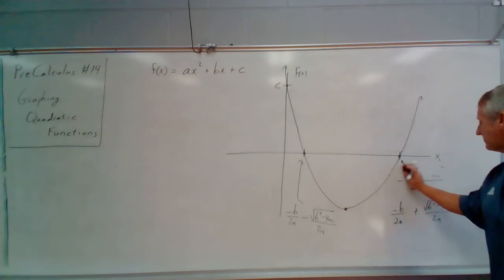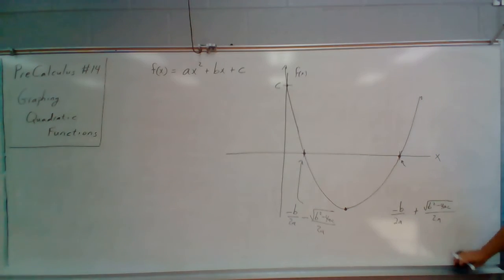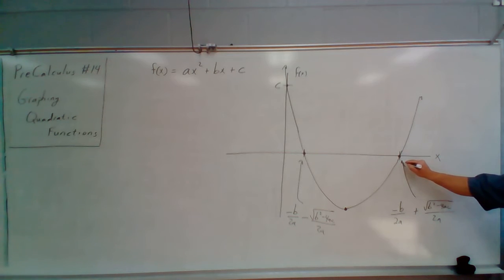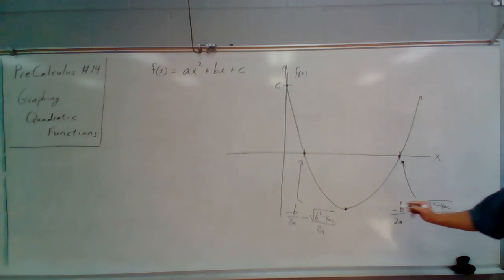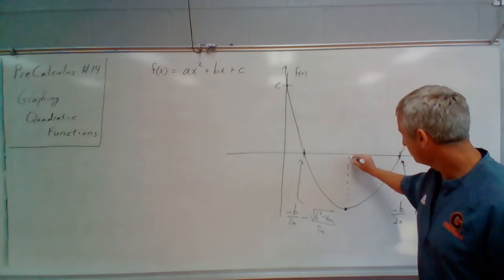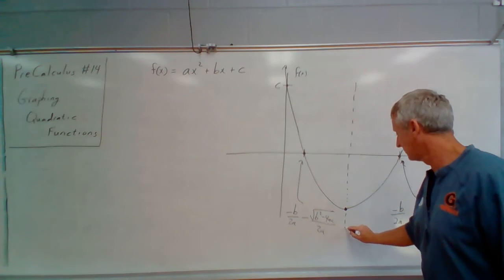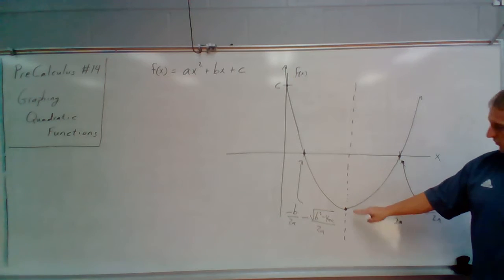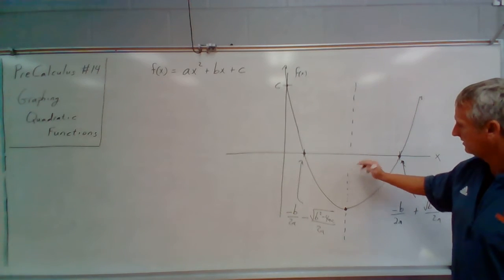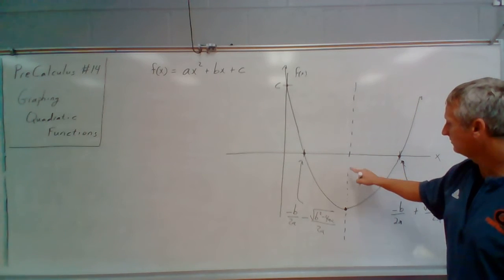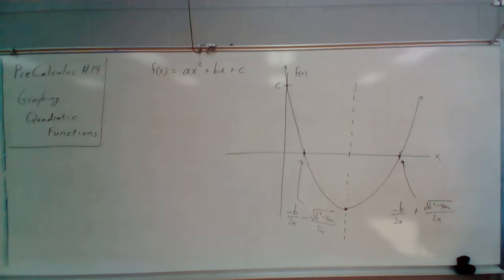And just to clean this up, I'll get rid of that. So that's that root. All right. A parabola is symmetric around this axis of symmetry. So the question is, what is the x-coordinate of this vertex? What is this number right here? Okay, so let's think about it.